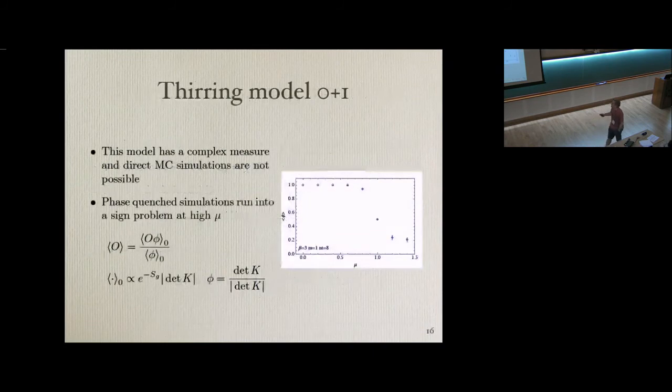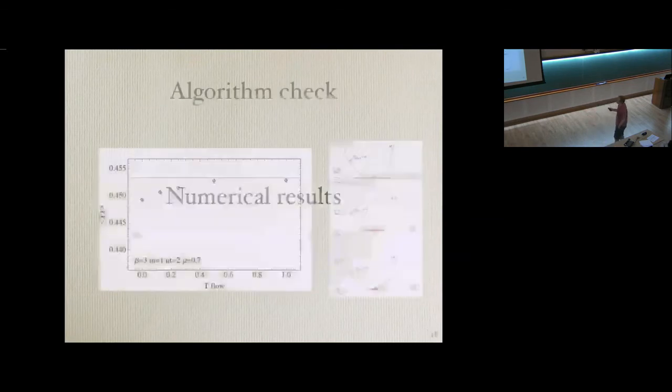So this model has a sign problem, so if you were to do it the reweighting way, the way we described it earlier on, the sign actually drops around mu equal 1, drops down quite severely, so it has something that looks like a sign problem. And let me try to present some numerical results.